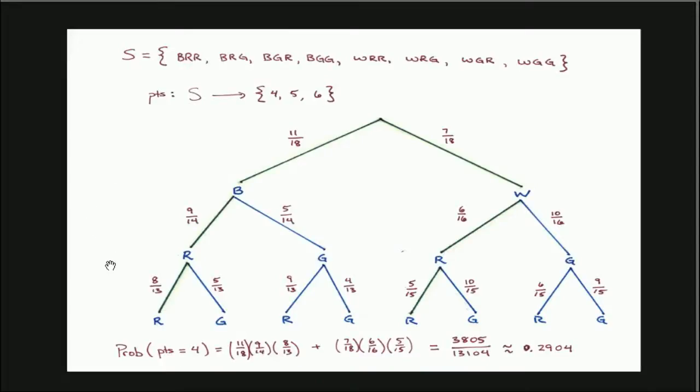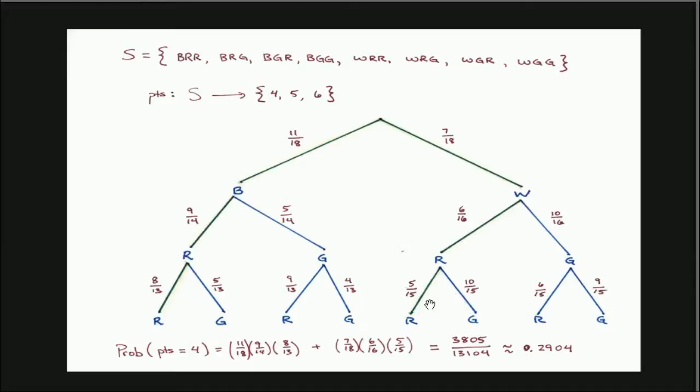So in this particular case, if we look at the probability of getting 4 points, let's look at which paths are actually going to give us 4 points. Well, the only way we can get 4 points is to draw 2 reds. So that's going to correspond to this path, or it's going to correspond to the path where we draw a white one and then draw 2 red ones.